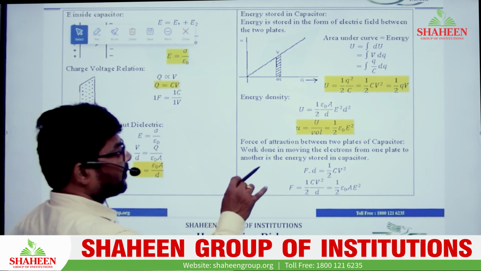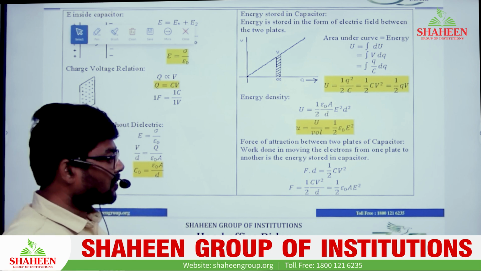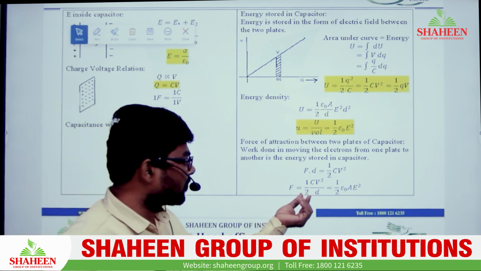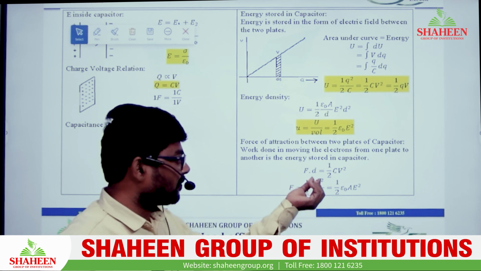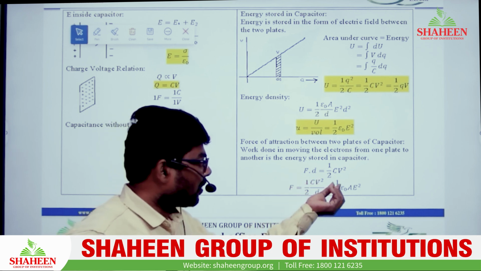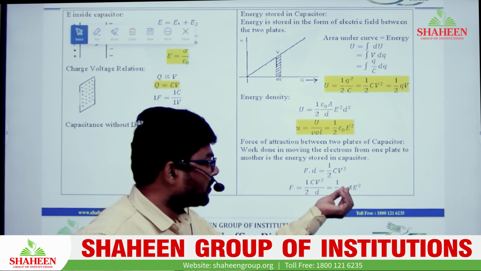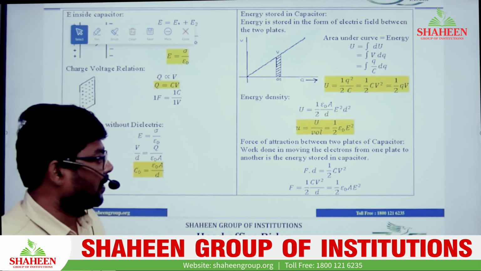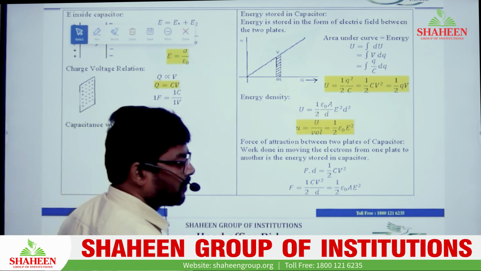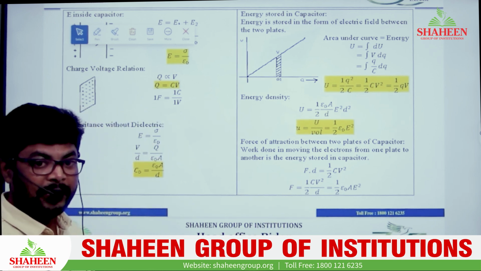And the force between the two plates of a parallel plate capacitor is what? Half CV square by D, energy per unit distance, CV square by 2D, or half epsilon naught into E square into A. This is called the force between the two plates of the parallel plate capacitor.